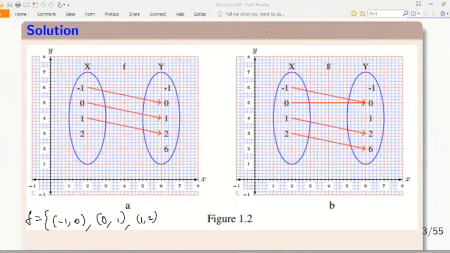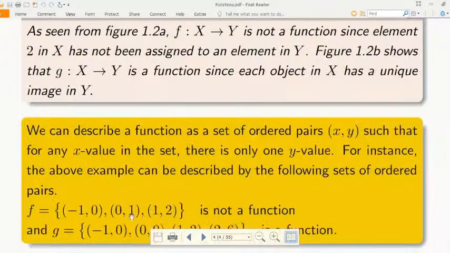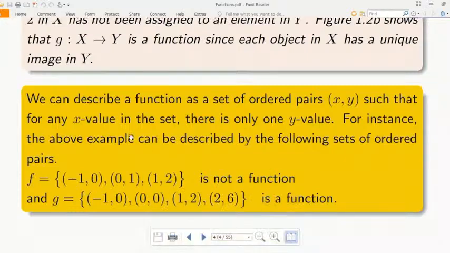So let's just look at what I was writing here. I was explaining that at this point, this image is not here because 2 did not have an action. So we can write this as this, and it was a function.